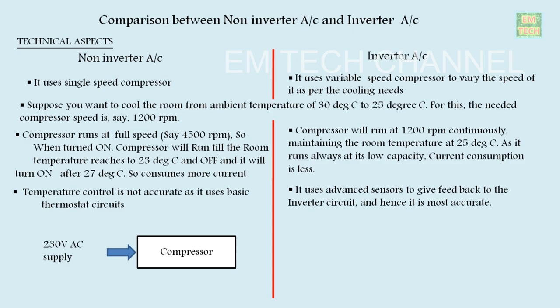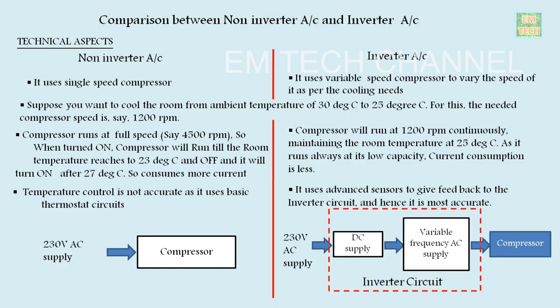In the case of inverter AC, first the power is fed to the electronic circuit which consists of a rectifier and inverter. The AC power is first converted into DC supply by the rectifier, and this DC supply is again converted to high frequency AC, which is fed to the compressor. As the compressor receives power from the inverter circuit, it is called inverter AC.